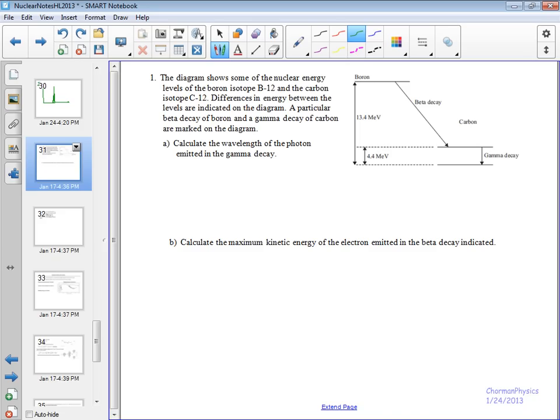Okay, so I have an example here. I think I'm going to tackle this in the next slide, in the next video. When I do that, we'll talk about fission and fusion as well.